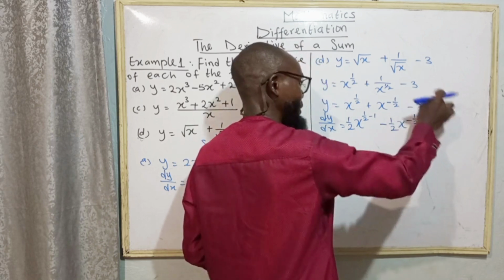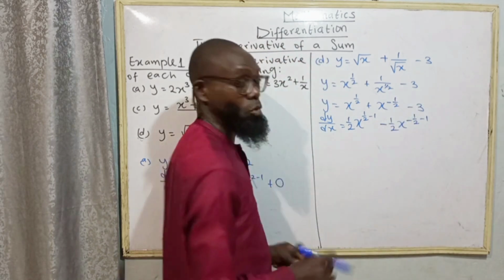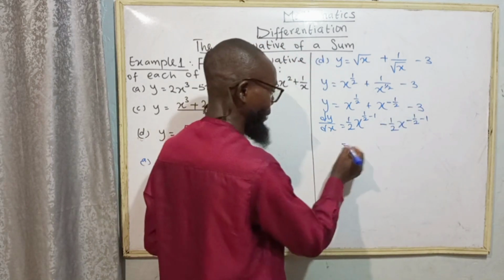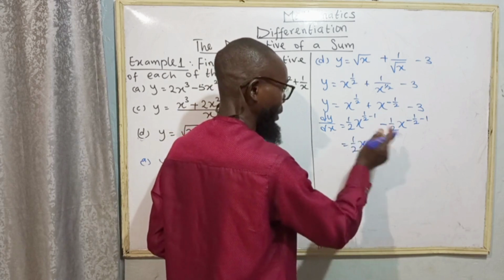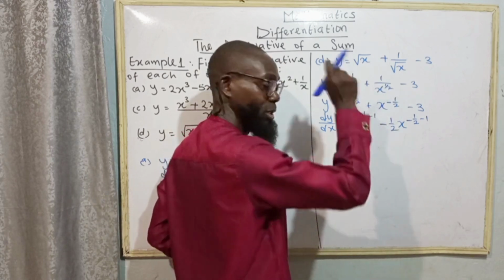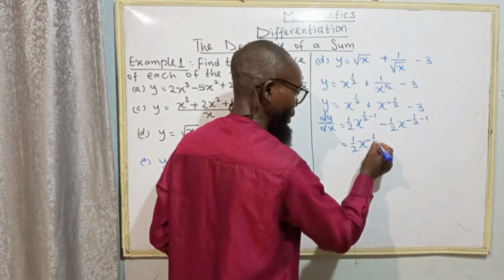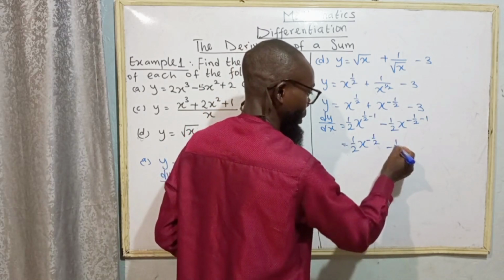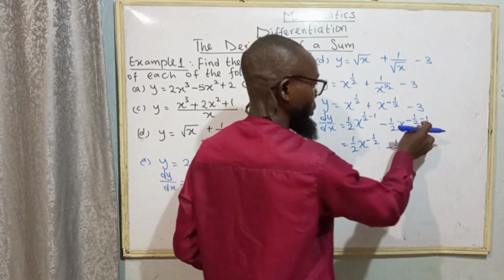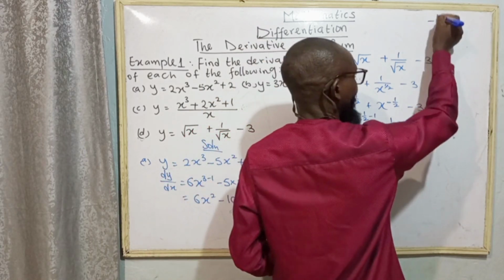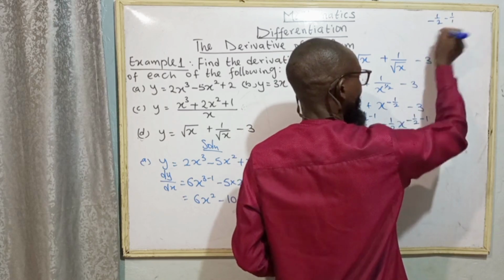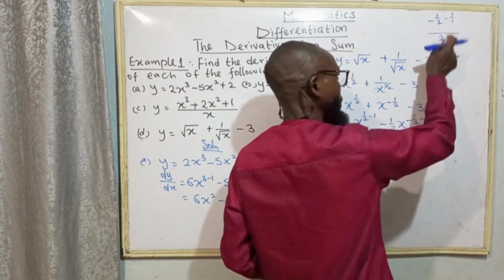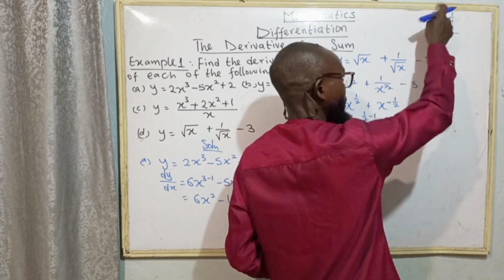And the derivative of a constant equals 0. Now here we have 1 over 2 x to the power 1 over 2 minus 1. We have done that before. It's going to give us minus 1 over 2. Then minus 1 over 2 x to the power. Now let's do this one now. Minus 1 over 2 minus 1 over 1. The LCM is 2. 2 goes into 2, we have 1. 1 times minus 1.